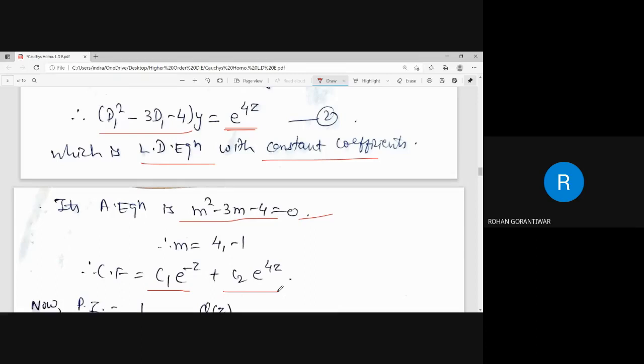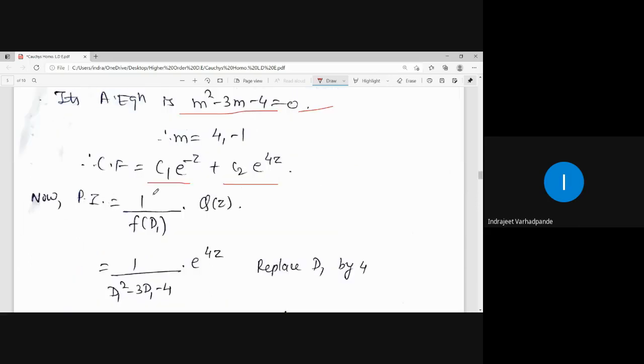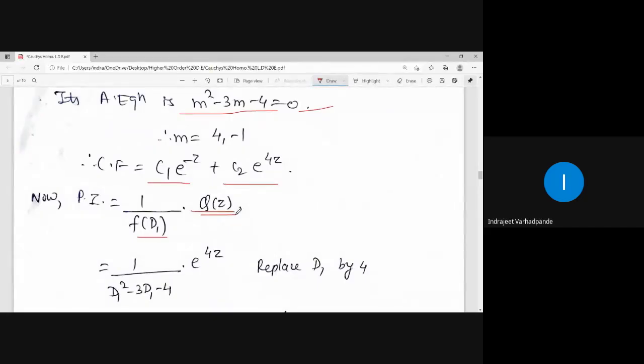Yes, sir. So C1 e to the power minus z plus C2 e to the power 4z. Right now we will be writing everything in the form of z, and later on in the final step we try to convert it into the variable x. Now the particular integral: 1 upon f(D1), multiplied by Q of z. Why? Because instead of variable x it is z, so it will be Q of z on the RHS.